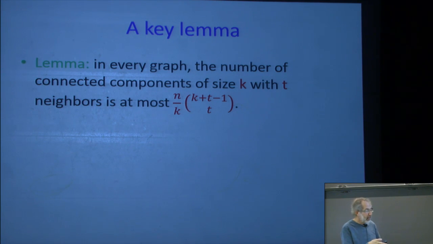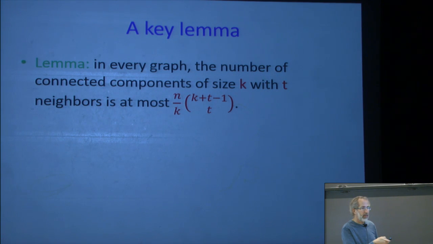It's the following: in every graph, the number of connected components of size k with t neighbors. So you look at a connected component that has k vertices, and the number of other vertices that are neighbors of this connected component is exactly t. So this number is at most n choose n over k, forget about it. That's not so important. There are n starting vertices. Just a second. Is it the number of connected components of size k with t neighbors?